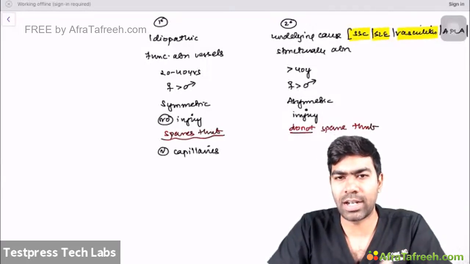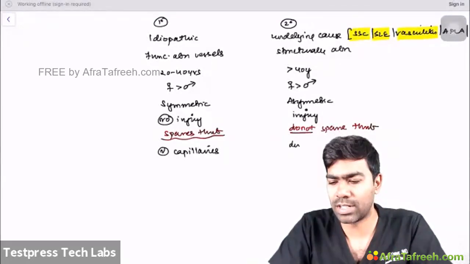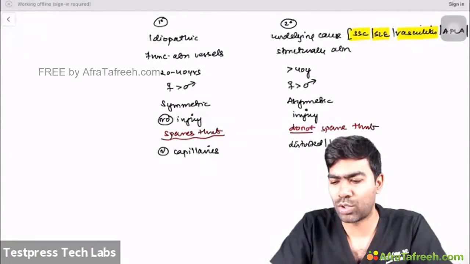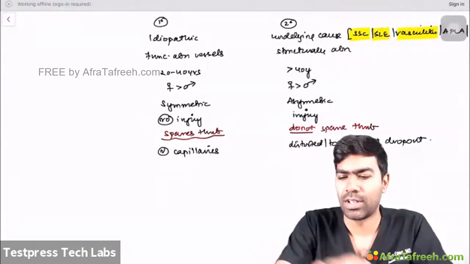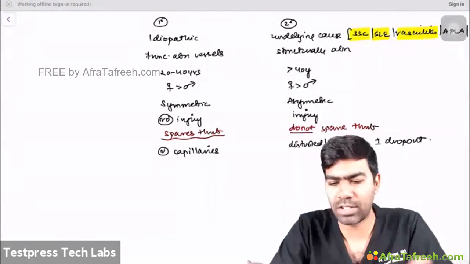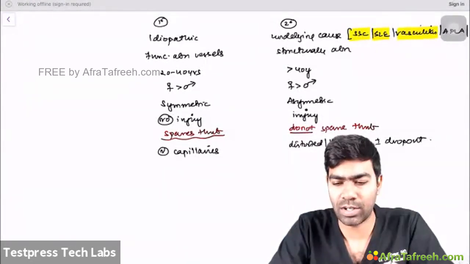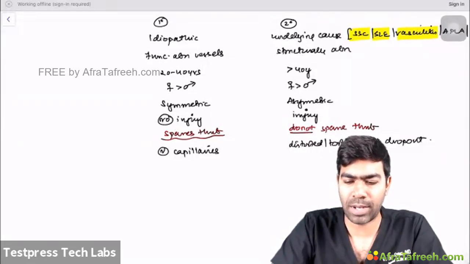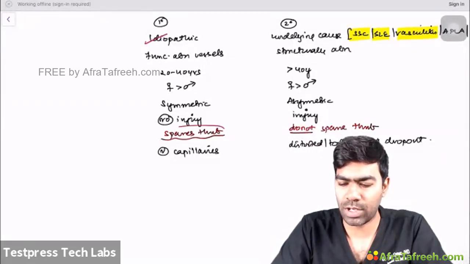So in the setting of a secondary Raynaud, you will see distorted tortuous capillaries. Along with that, there might be a significant dropout in the number of capillaries. So this could be the finding. So if somebody asks you what is the difference between primary and secondary Raynauds, this is what you're going to answer. Primary, idiopathic, and most importantly, it spares the thumb.